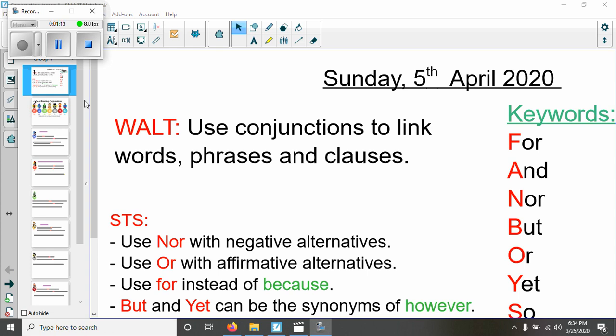First of all, my question will be, what is the meaning of conjunction? Does anybody know? All right, conjunctions are linking words. They link words together, or they link phrases together, or they link clauses together, like a full sentence. So let's try to read the next slide.